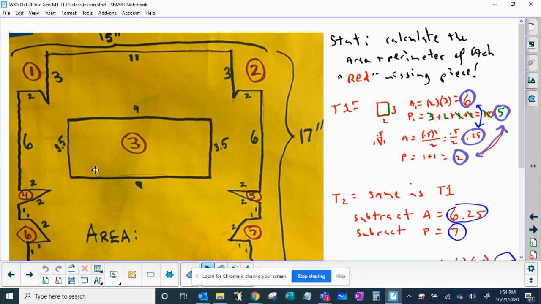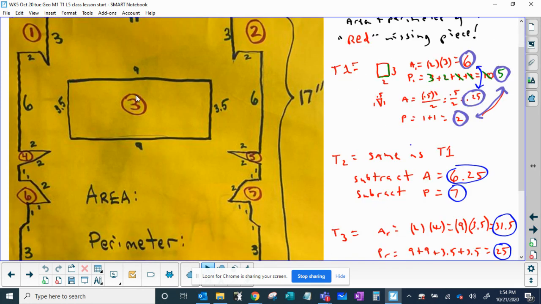We have total area, total surface area, total perimeter. Well, to get the area, we got length times width, but we have to subtract out. So right now, I subtracted out T1, boom. T2, boom. T3, boom. Now we're going to go to these two triangles right here, T4 and 5.